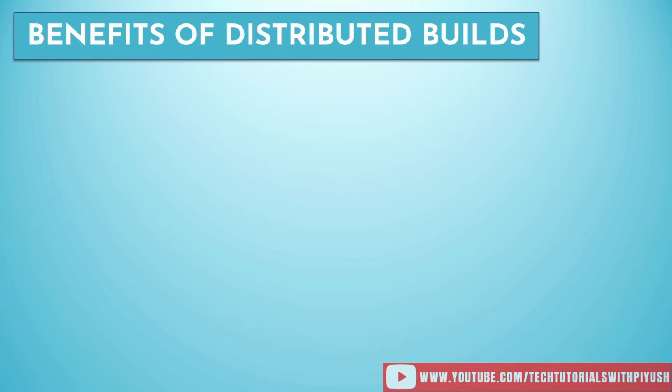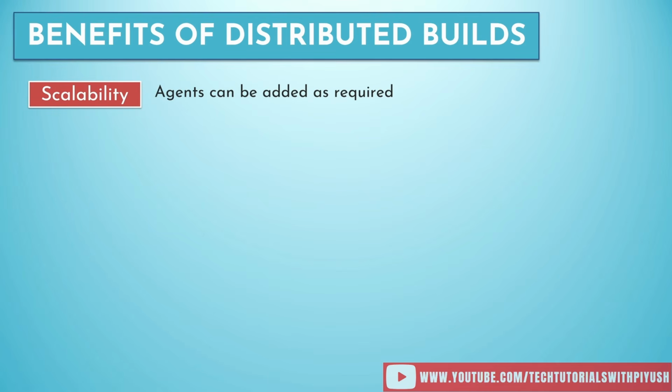Let's see the different benefits of using distributed builds. Scalability, which means agent can be added as required. Running builds on agents make the Jenkins instance more scalable. If you do not have enough resources to run your builds, just add more Jenkins agent. Otherwise, you will need to create an entirely new set of Jenkins masters to support the build.